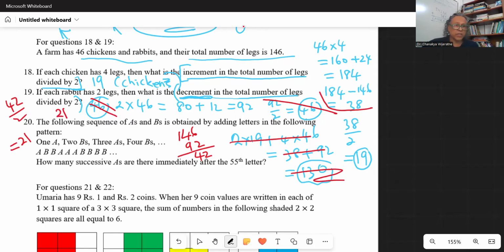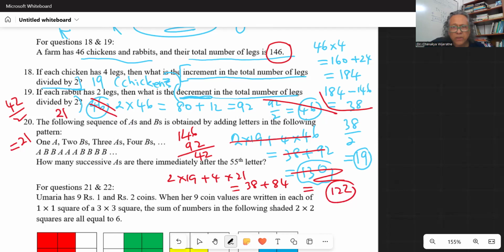And now we can check whether we get 146, the actual number of legs. So 2 times 19 plus 4 times 21. So we get 38 plus 84, and this is again not correct. Okay, let me check the mistake.